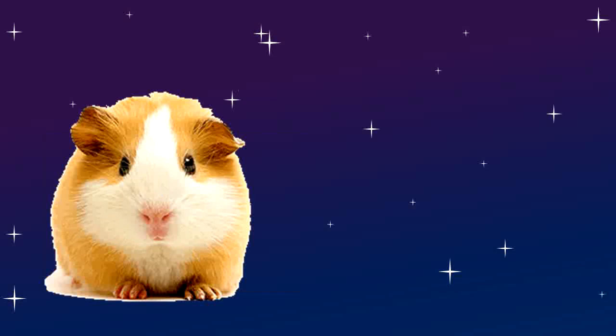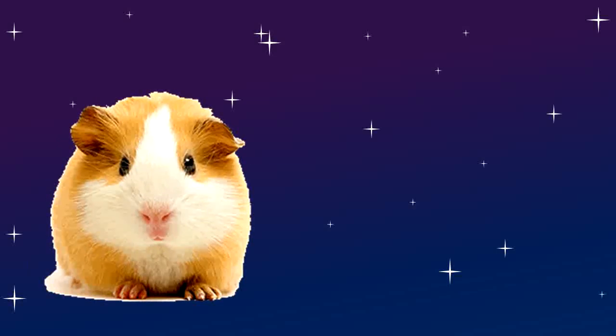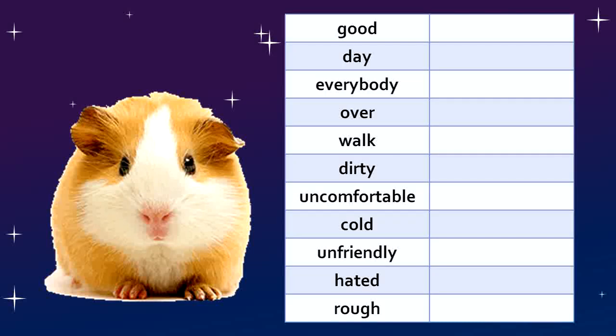I know that you have been learning about pet animals in EVS. And look here, this is a hamster. As you can see, it looks like a guinea pig and it can be kept as a pet. Now moving on to our words. These are the underlined words. Good, day, everybody, over, walk, dirty, uncomfortable, cold, unfriendly, hated, rough.